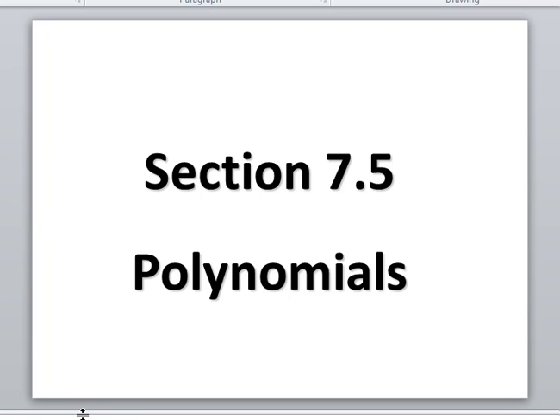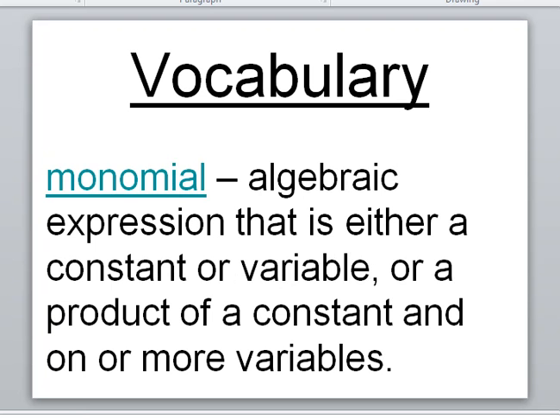Alright, in this section we're going to start to talk about polynomials. So let's first talk about a monomial. A monomial is an algebraic expression that is either a constant or a variable, or a product of constants and one or more variables. It could be just a, or it could be 3a squared, or it could be negative 5xy. All of those things are considered monomials.